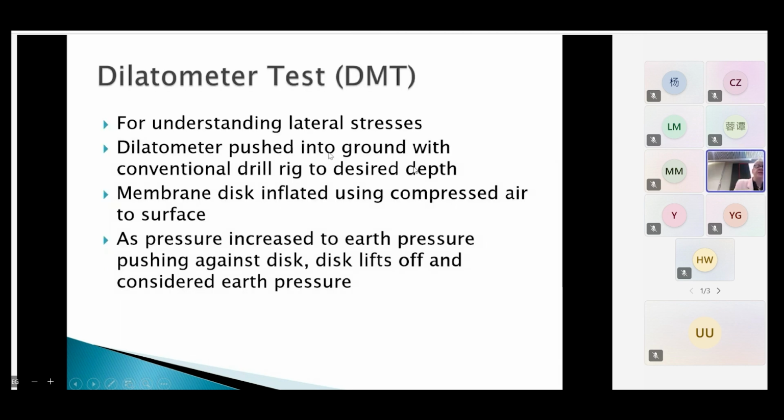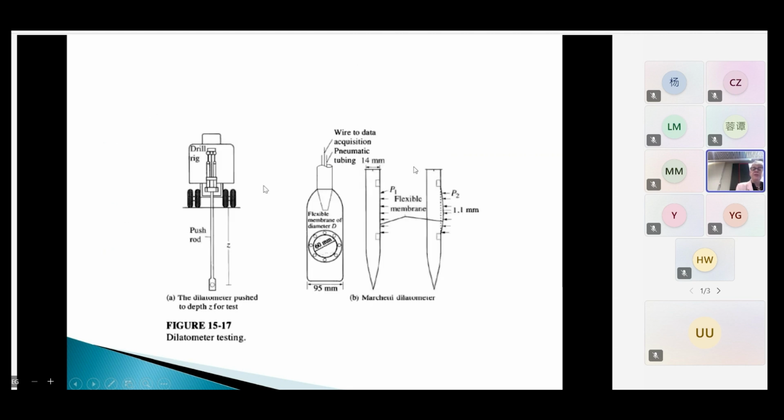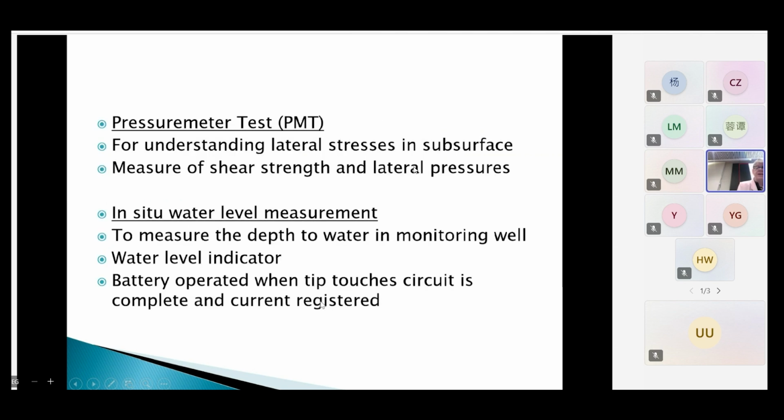You have these dilatometer tests also that give you an idea. Basically, it's a membrane that you inflate and you see what kind of resistance there is to the membrane, and that gives you an idea of the earth pressure. So that's the idea. You stick it into the ground and you inflate it, and then you see what kind of resistance there is. And then there are other types of tests as well, these pressuremeter tests.